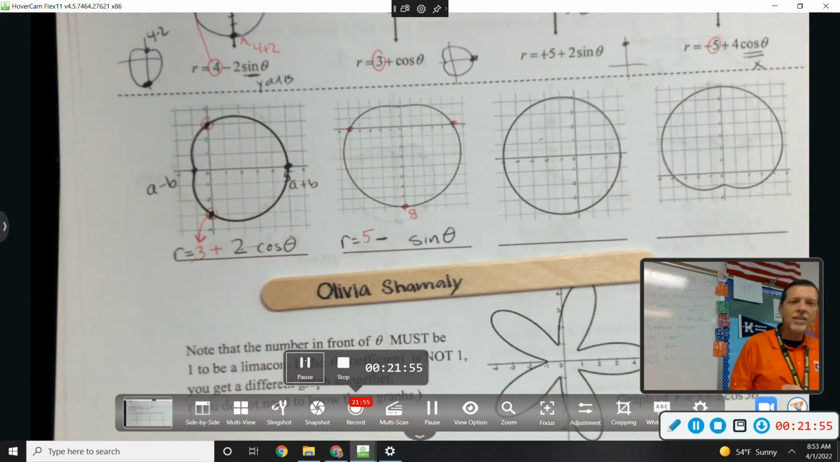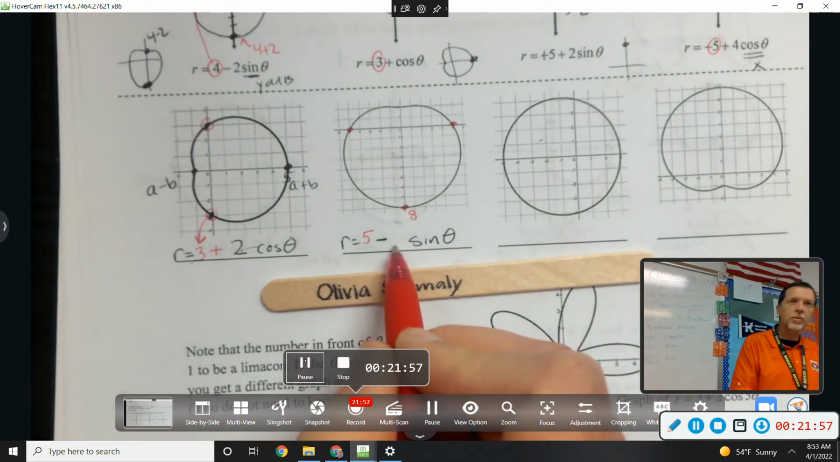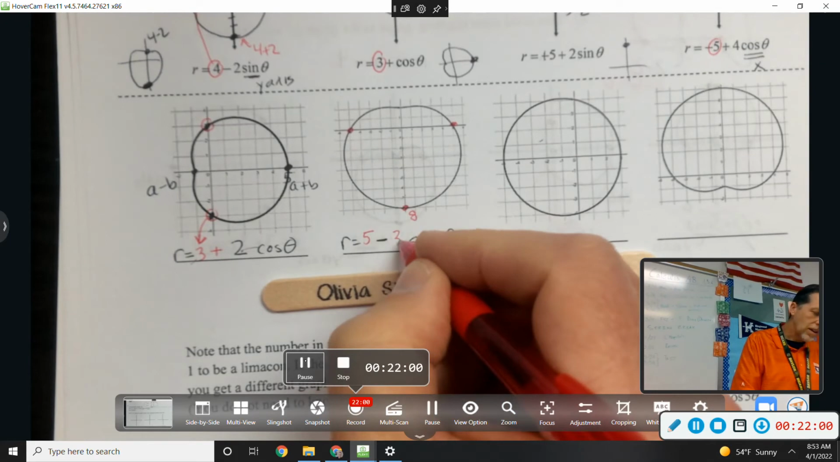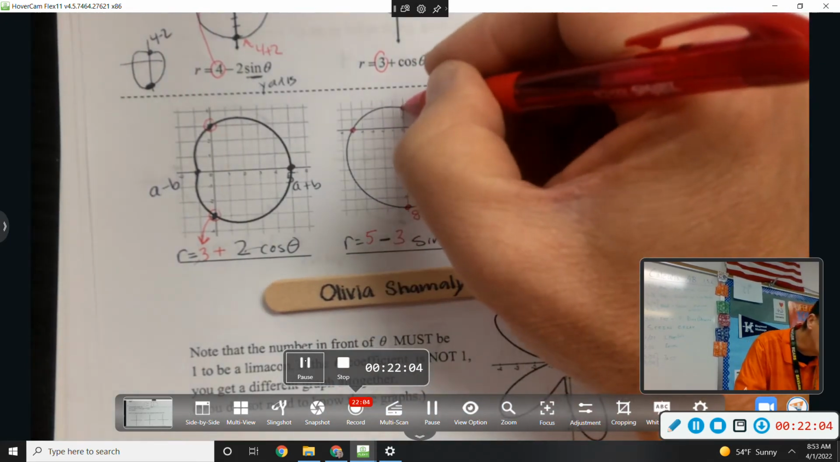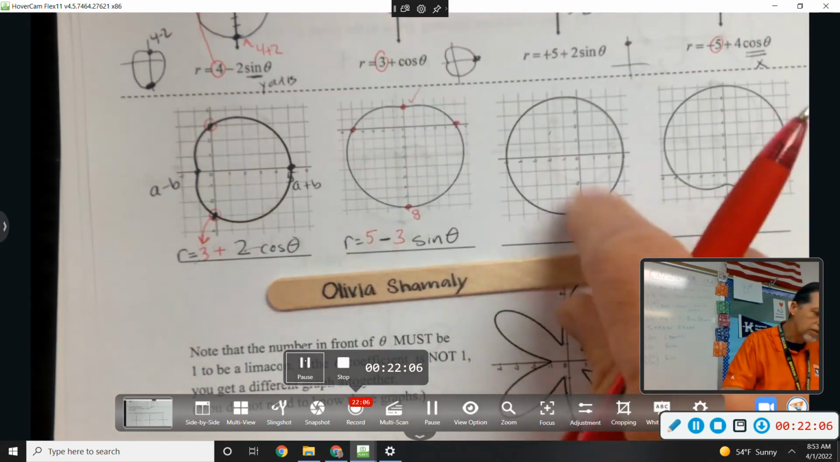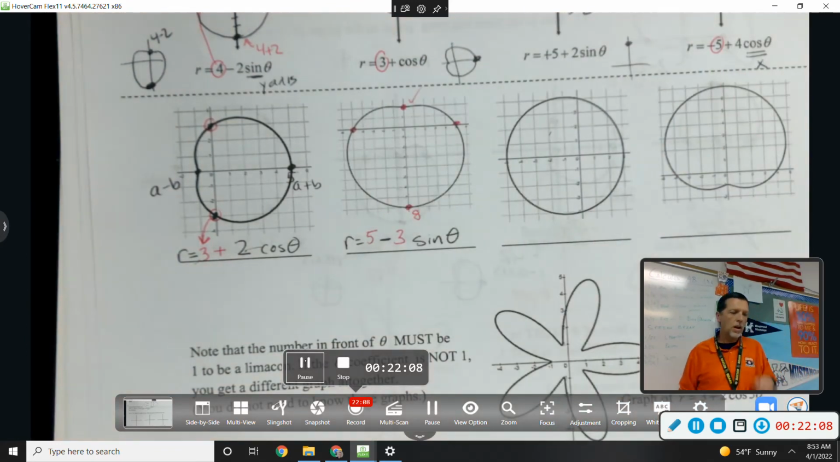That's 8. But what does that mean this number needs to be? 3. So 5 plus 3 would get us to 8. We could check the other one. 5 minus 3 better be 2. And it is. So we're good with the 5 and the 3.